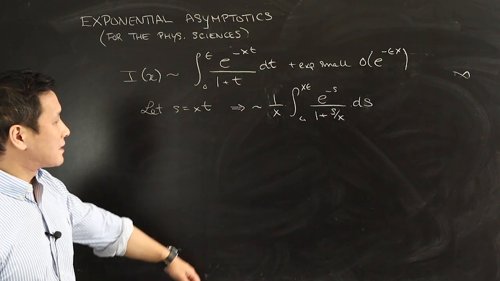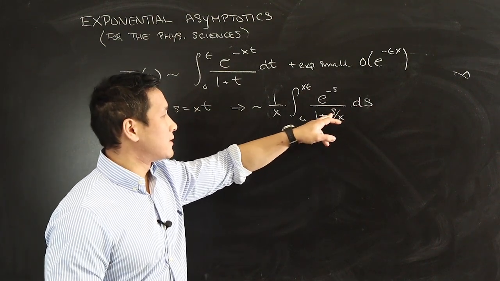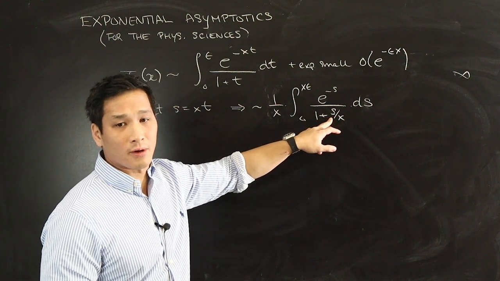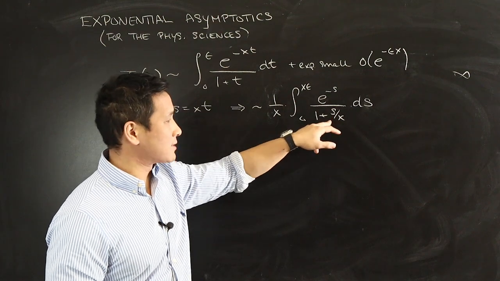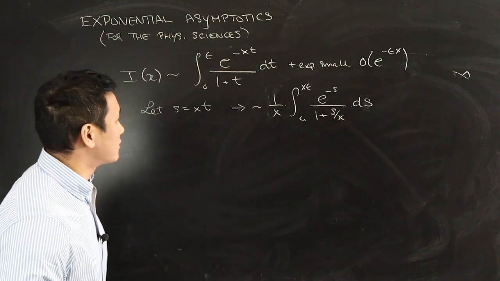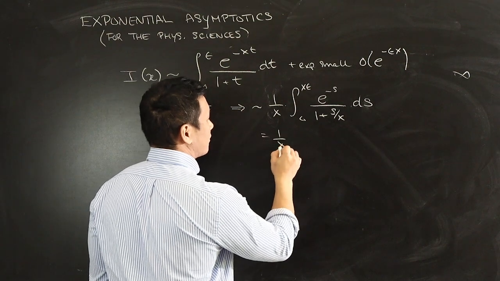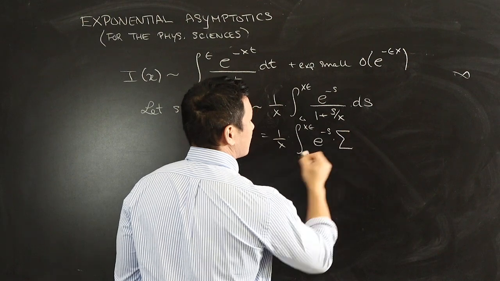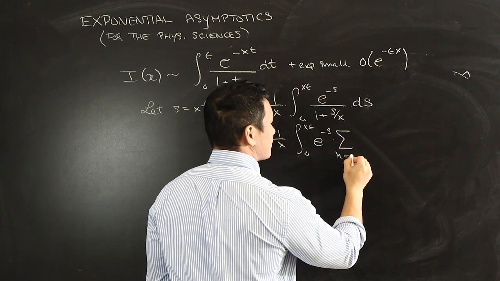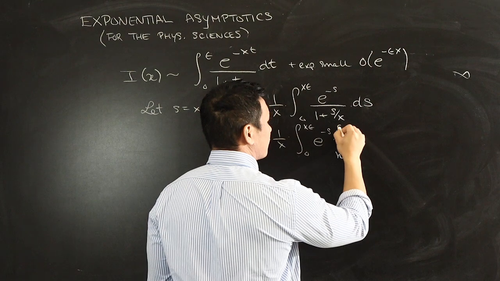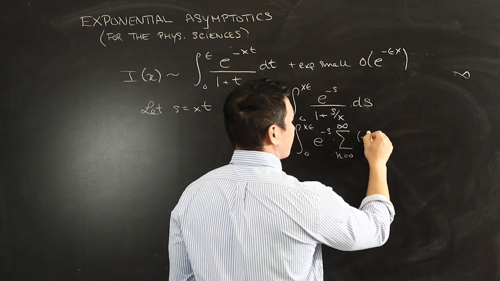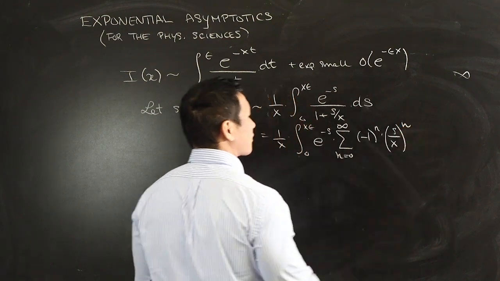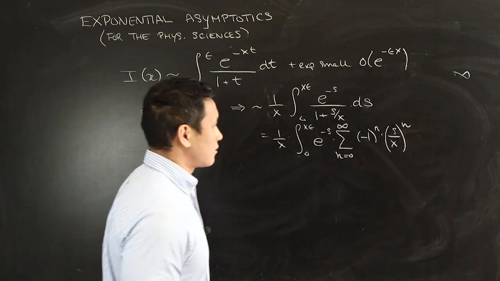Okay, and basically, as long as my s variable is such that this quantity is small, or less than 1, I can expand this guy into a geometric series. So this is 1 over x, 0 to x times epsilon, e to the minus s, and then I can expand it into a geometric series. This goes from n equals 0 to infinity of minus 1 to the n, and then this is s over x to the n, like that. And I'm missing a ds as well.